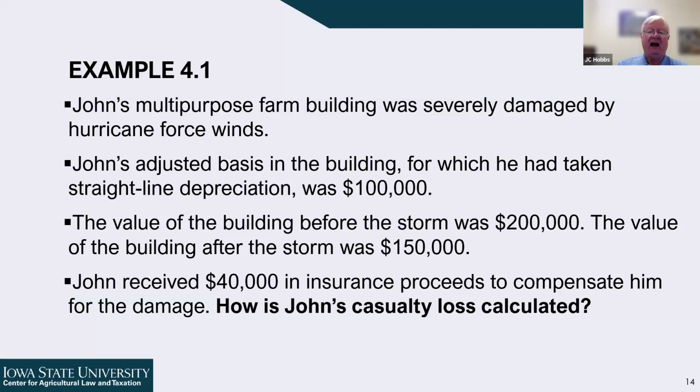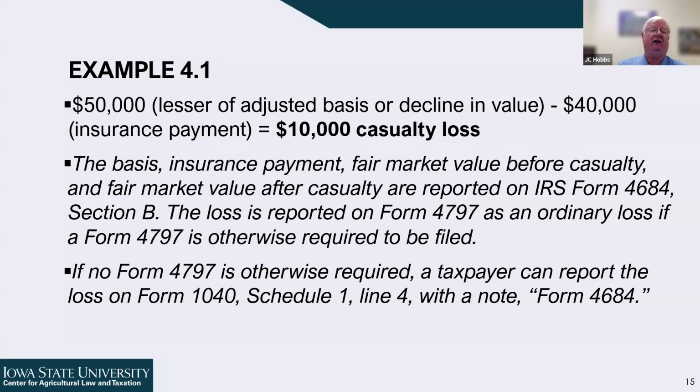Now, the fair market value of the building, so if we'd have sold it to somebody else in an arm's length transaction prior to the storm, if that was $200,000 and the value of the building after the storm was $150,000, well, there's your decline in value. So we got $50,000 there. If he gets $40,000 of insurance proceeds to compensate him for that damage, how is the loss calculated? Well, here's the answer.